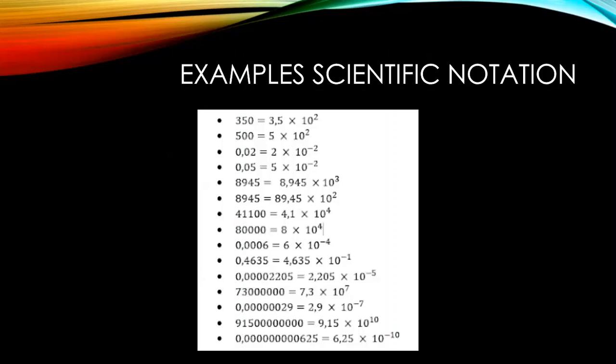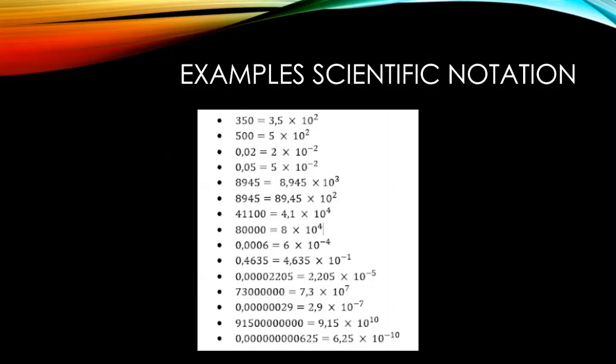And here I have some examples. The first is 350. To convert it, it is 3.5 times 10 to the 2. And these are some examples. So in the first example, we can see a very short number, and you can do what you want. In this case, because it is very short, you can decide if you want to use the scientific notation or not.